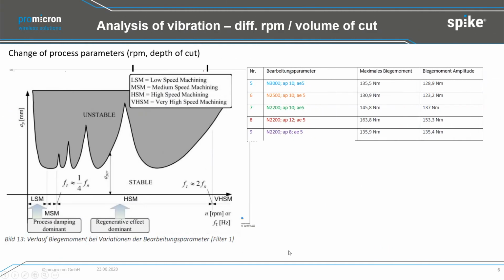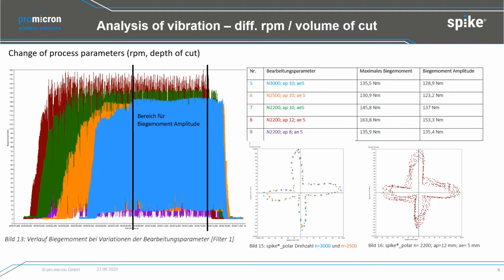The first one you remember from webinar session 3: if we look at the theoretical understanding, different tools at different AP or different RPM can reach a stable or even an unstable situation. And these dynamic effects we also want to analyze with Spike. That's why we have run a test trial with different RPM and different volumes of cut.